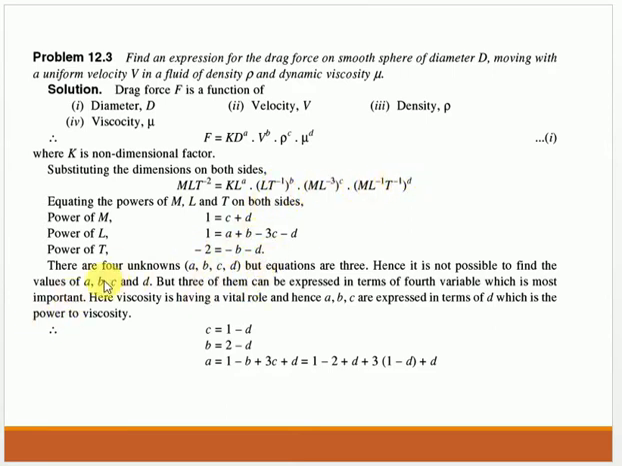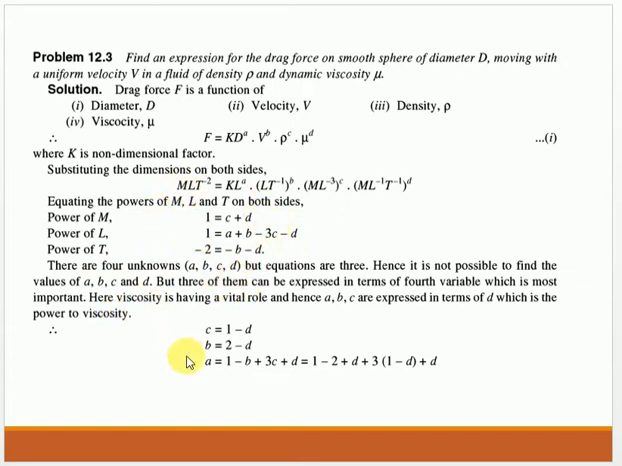Now we have 4 unknowns, a, b, c and d, but only 3 equations. It means that the fourth unknown should be kept in all the equations. That should be very clear, and you have to keep it in mind. This is the most important condition. There are 4 unknowns, a, b, c, d.